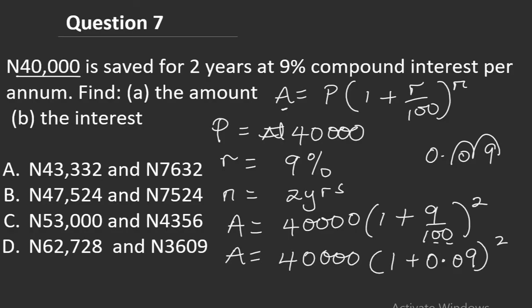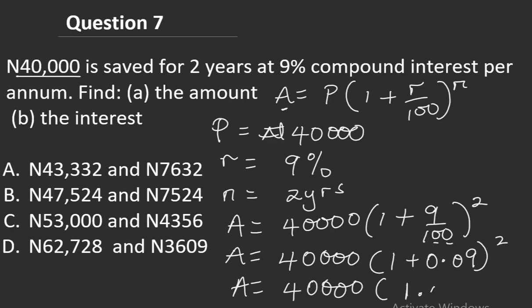So we have this now. Amount is equal to 40,000 bracket 1 plus 0.09 gives me 1.09, close bracket squared.